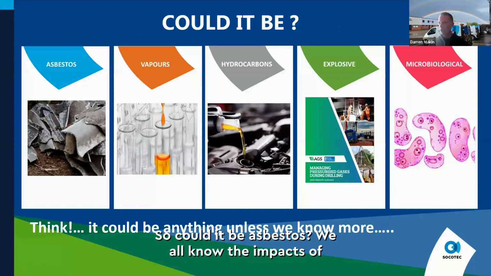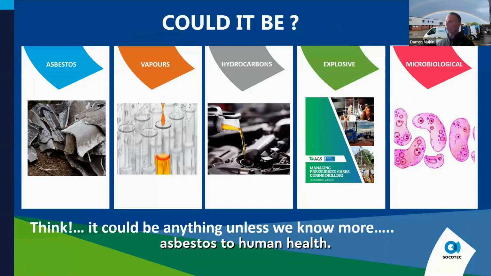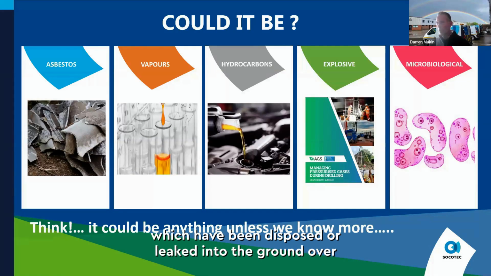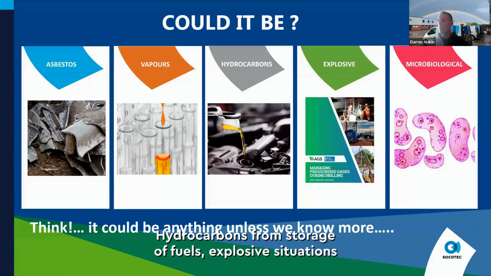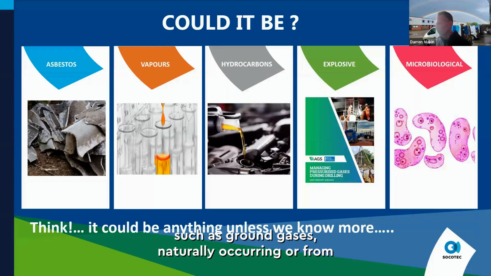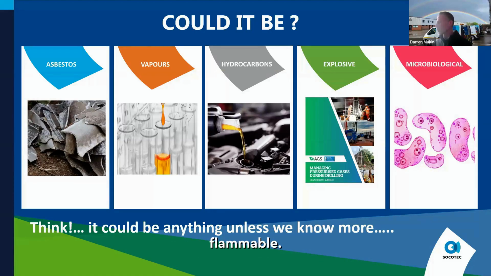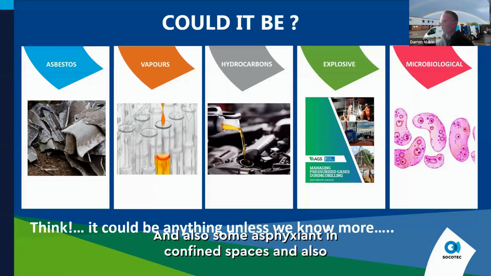So could it be asbestos? We all know the impacts of asbestos on human health. There could be volatile vapours from petroleum products which have been disposed of or leaked into the ground over time, hydrocarbons from storage of fuels, and explosive situations such as ground gases, naturally occurring or from landfill, which may ignite, explode, or are flammable, and also some asphyxiants in confined spaces.